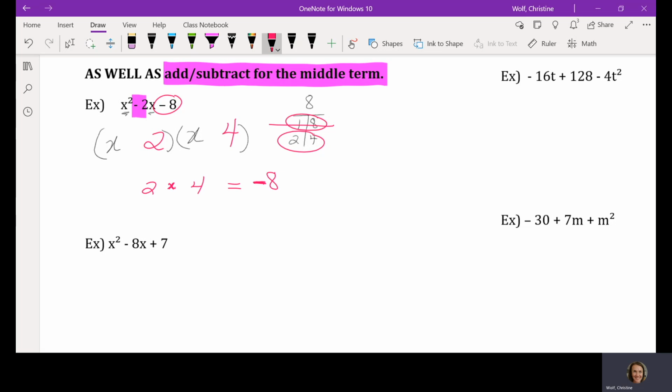A negative times a positive equals a negative. So one of them will be negative, one of them will be positive. But we want them to add or subtract to give us -2. So we want to add or subtract 2 and 4 to give us that middle term, -2. And the only way to do that, if we want to end up with a -2, we would have to start with a +2 and then subtract the 4.